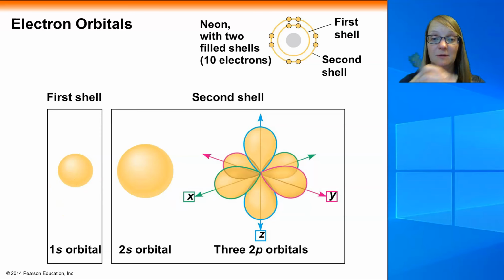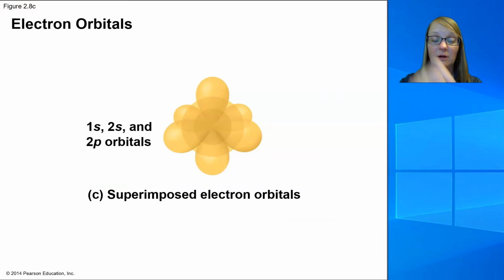Now, all these orbitals, we've kind of separated them out. Remember, they're all superimposed over the atomic nucleus. So you've got the atomic nucleus in the middle, and then these yellow orbitals are where the electrons spend the majority of their time. And so the darker that yellow color, the more frequently you should expect to encounter an electron in that space. So that's kind of the three-dimensional space of an atom of neon.